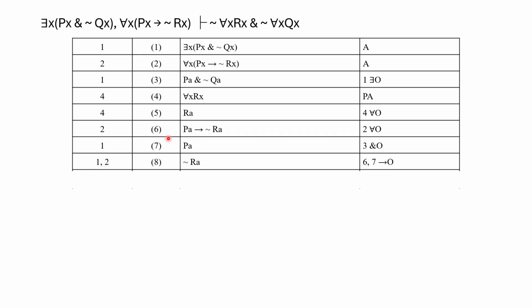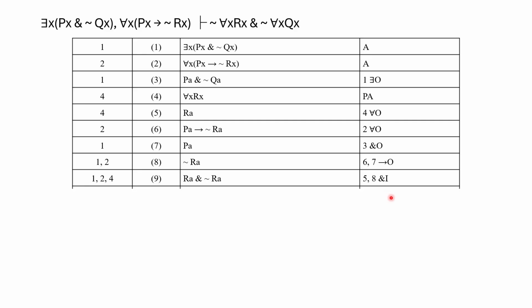Now I've got RA, I've got tilde RA. All I need to do is put them together with my ampersand in rule. What number is next to 5 and what number is next to 8: 1 and 2, so that's why it's 1, 2, and 4. Now I can add a tilde to this PA up here, so that's what I'm going to do. So 4 is where my PA is at, 9 is where my contradiction's at, adding a tilde, dropping out the assumption number here, and then I just have to restart.